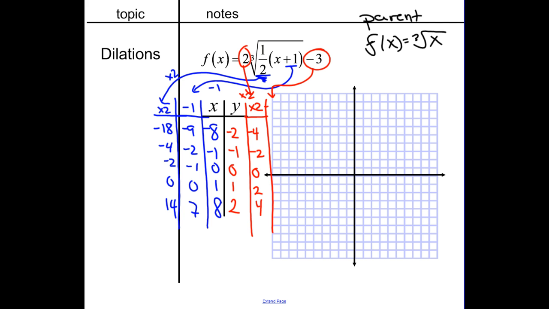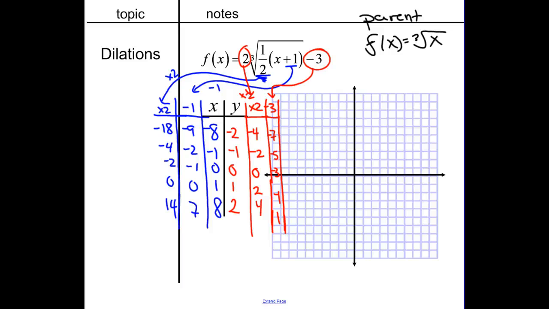Last but not least, we're going to subtract 3. So we're going to get -7, -5, -3, -1, and 1. All right, let's graph this bad boy here.